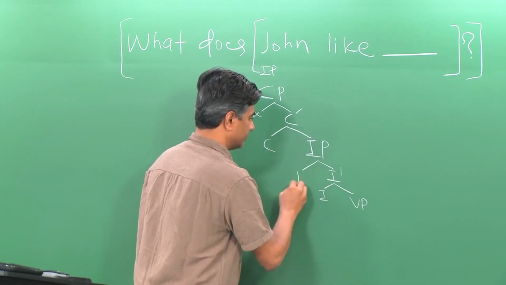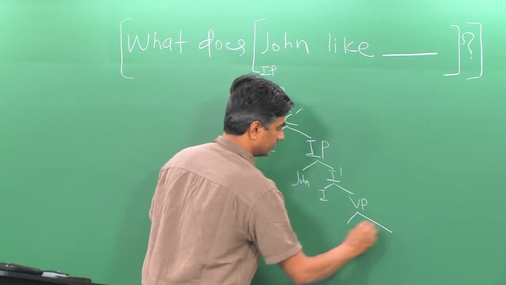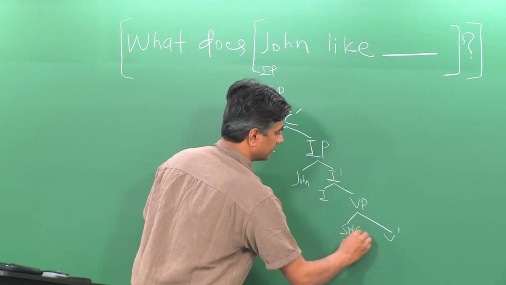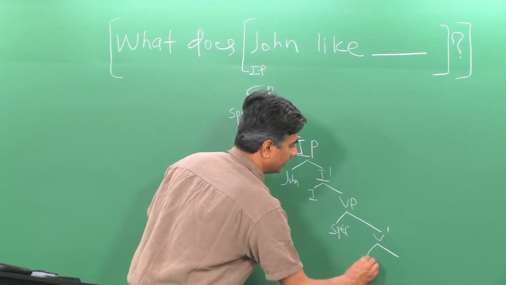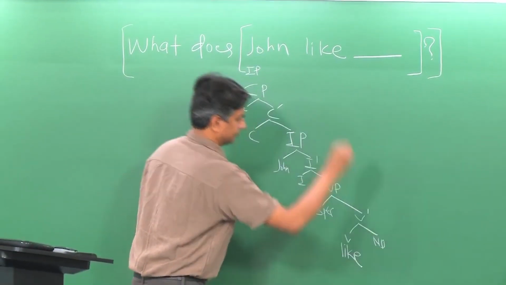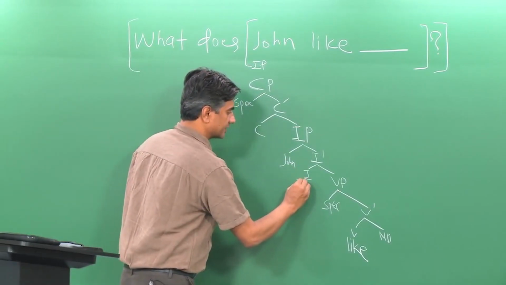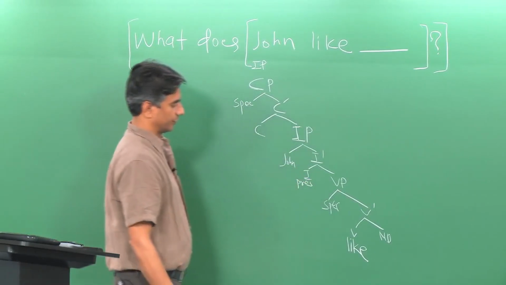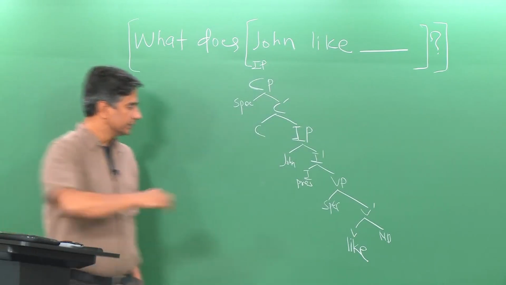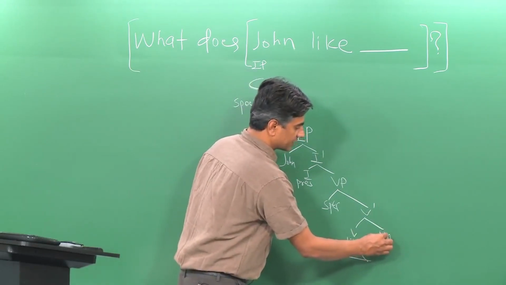where you have John here, and then we have V bar, specifier, and we have V and NP here. This is the verb like. And this was an inflection which has tense in it, so this is going to be present tense. That's not an important part right now. What we want to see is that this is a transitive verb, it has an object, and this object is not available here.